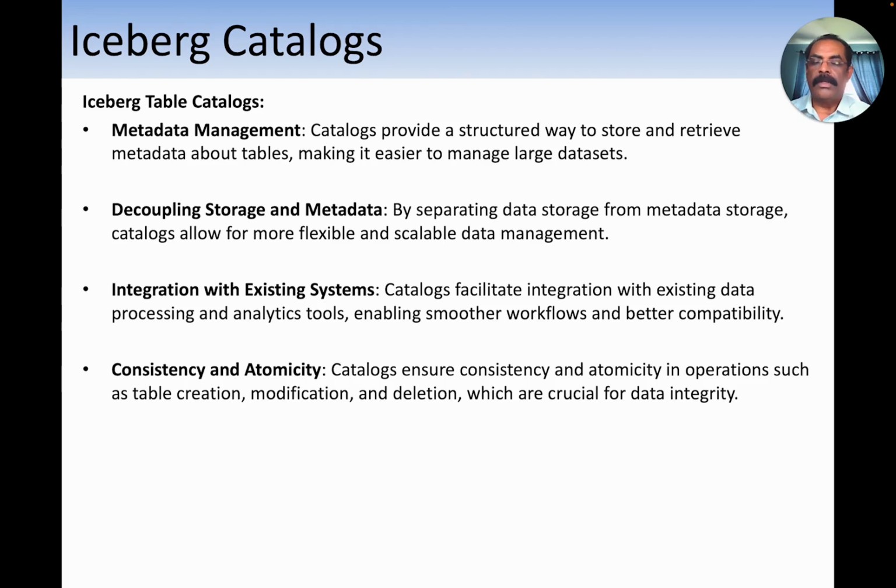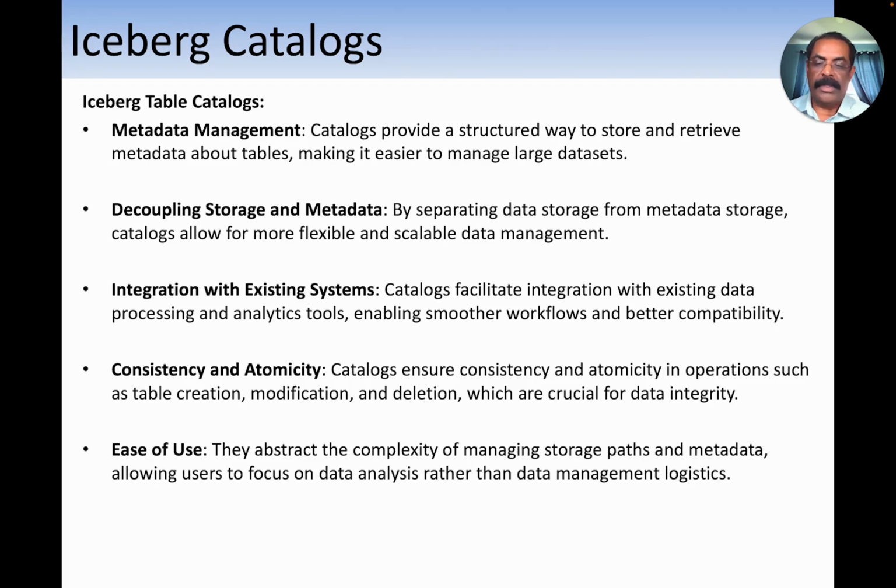Since many users are using it, a disk-based catalog is difficult to manage for consistency and atomicity. For example, the Hadoop catalog is nice for testing, but it doesn't maintain consistency, atomicity, and parallelism. At the same time, we need consistency because we don't want dirty reads. So the catalog ensures this consistency and atomicity whenever we do table creation, modification, updates, or deletes, and it maintains data integrity.